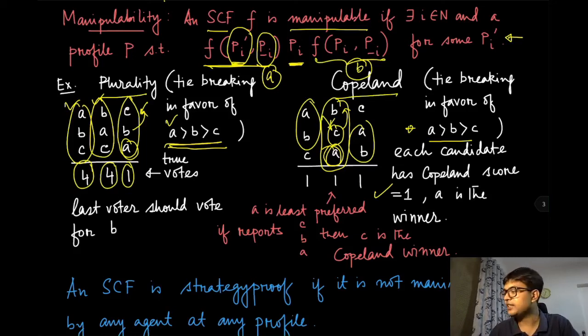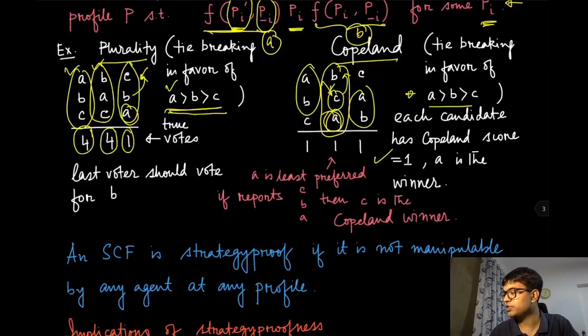So we can see that, again, according to the same definition of manipulability, we found pi prime for this particular agent, which is essentially beneficial for it compared to its true preference ordering.